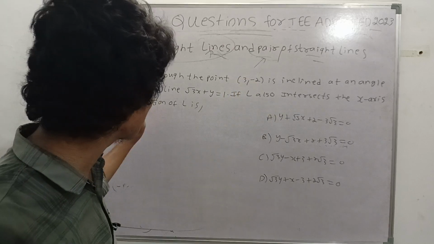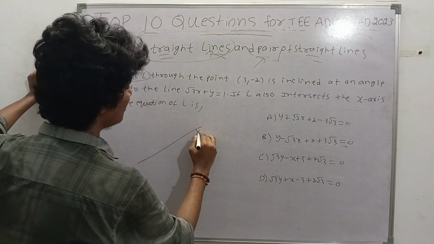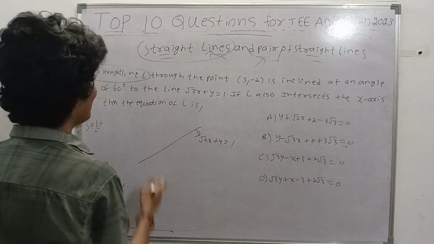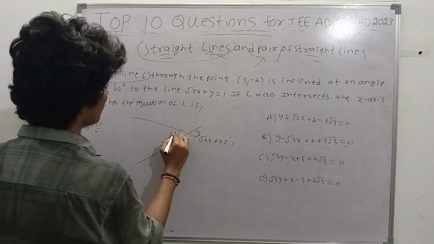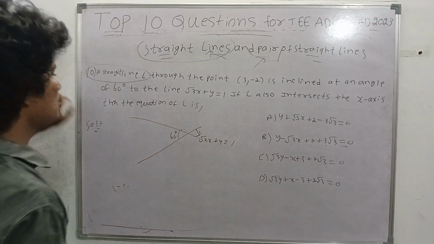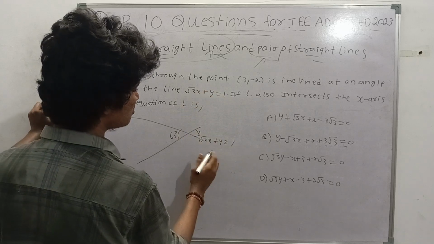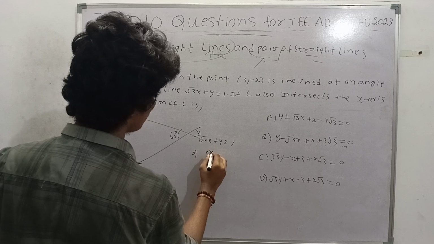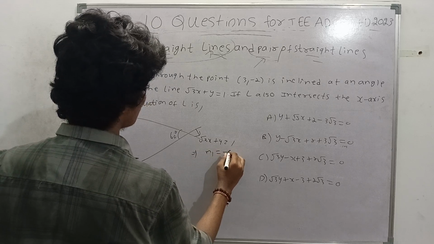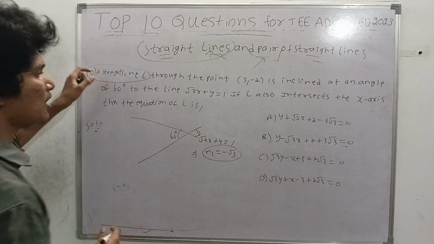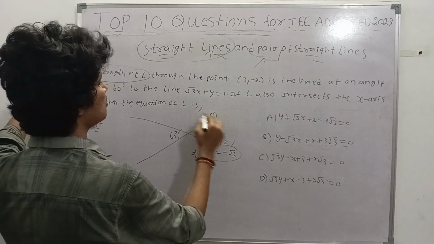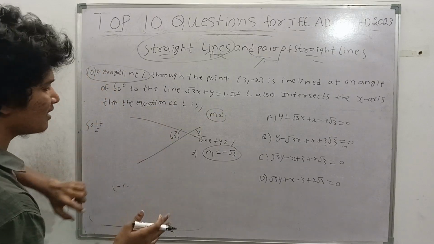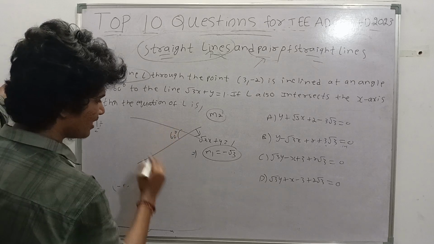It is inclined at an angle of 60 degrees to the line. Suppose this is the given line, that is root 3x plus y equal to 1. To this line, it is inclined at an angle of 60 degrees. So what is the slope of this equation? It is minus root 3. If we take this as slope m1, it will be minus root 3. And suppose the other straight line's slope is m2. What is the angle made? That is 60 degrees.